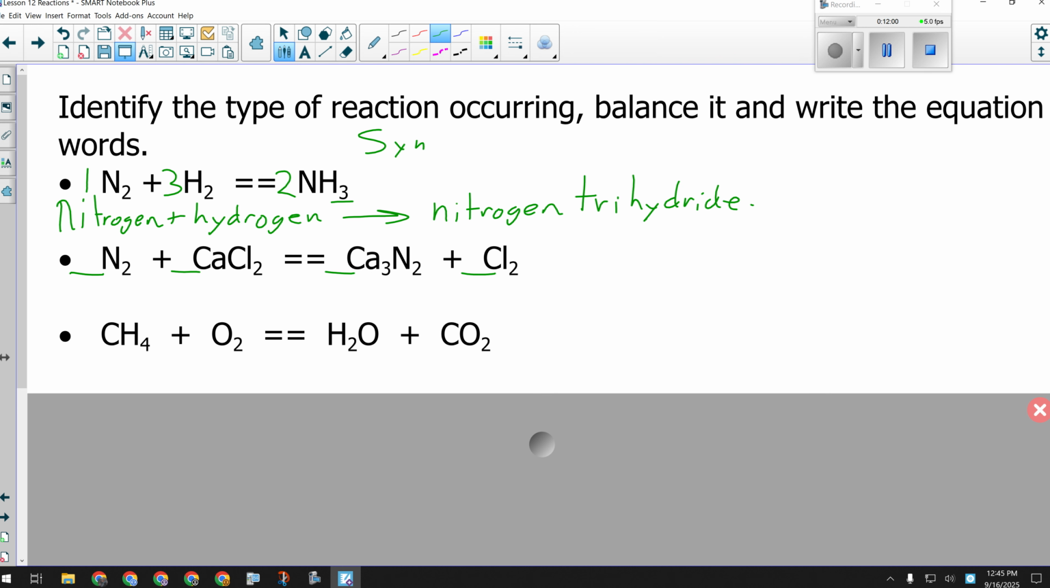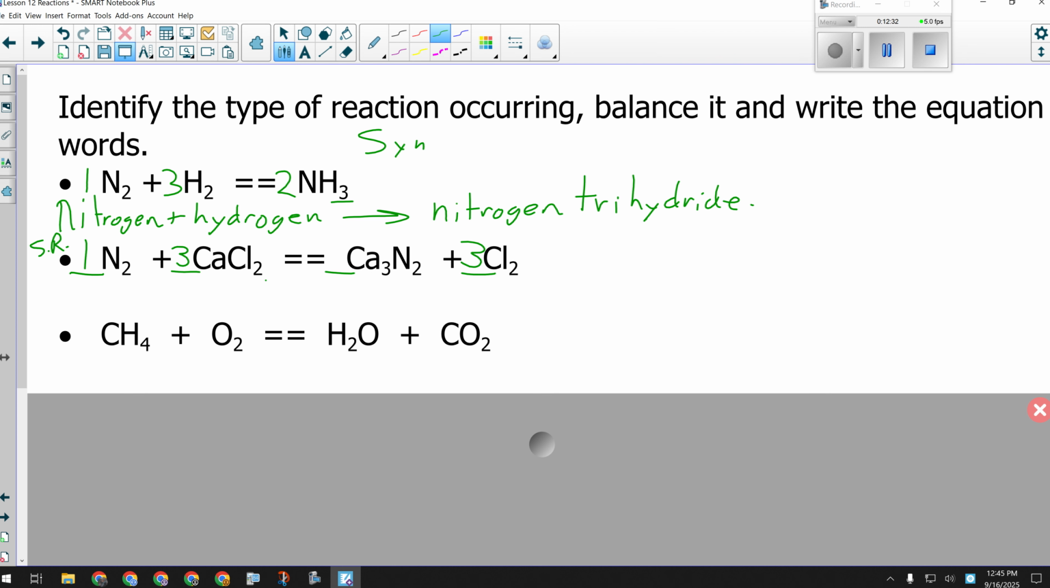Single replacement, yep. Okay, let's balance. Biggest number is 3. Calcium's a 3. So I've got 3 calciums over here. I'm going to put a 3 here. When I do that, how many chlorine does that give me? 6. What needs to go in front of chlorine here? 3. Okay, and then I got 2 nitrogens, and I got 2 nitrogens over here. We're good.